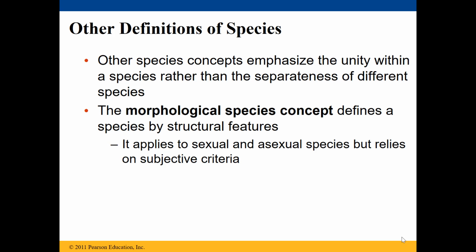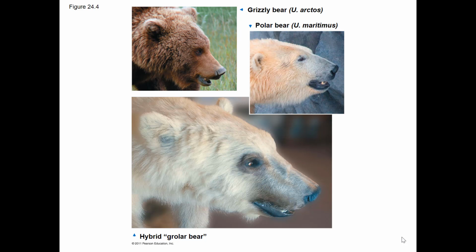The one in the textbook gives you grizzly bears and polar bears, two different species in the same genus, Ursus, that they can and do reproduce and form hybrids called growler bears. Yeah. What colors do they come in? They're pretty white with some brown highlights.